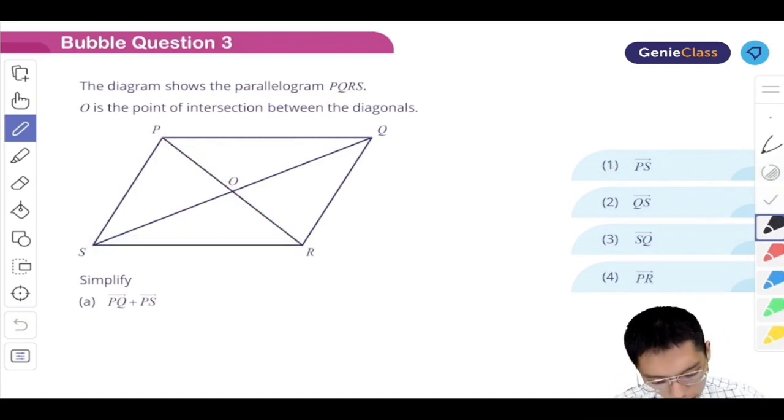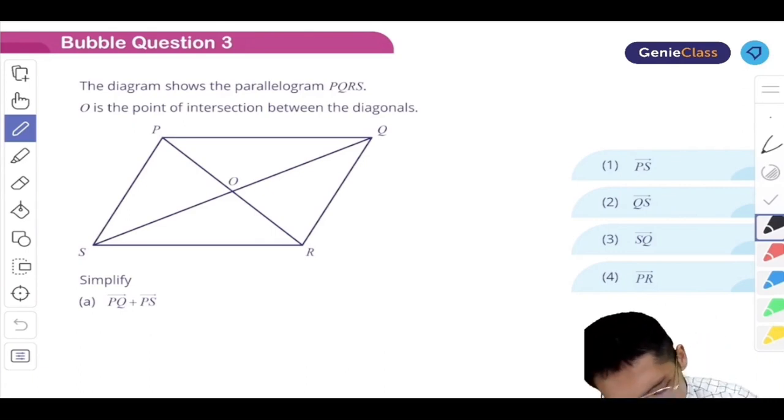Okay, not so obvious. PQ plus PS. So what law do we use over here? Launching the bubble launcher in 3, 2, 1. Let's go. Okay, don't fall into the trap. Let's see what we have. Okay. Take note, PQ plus PS.